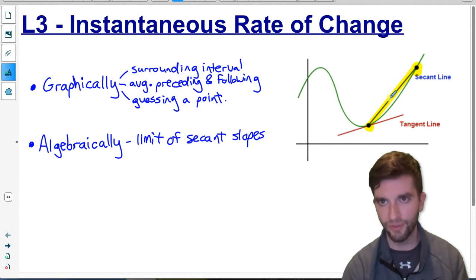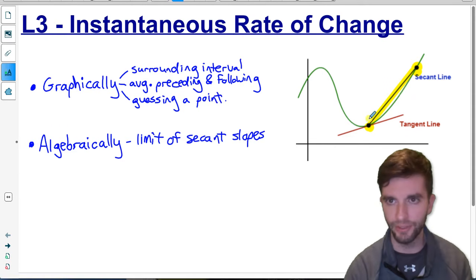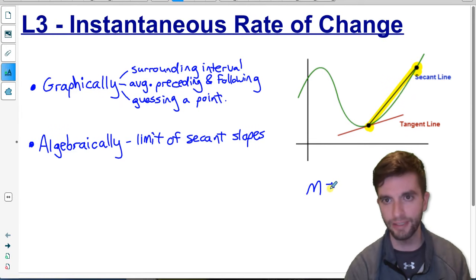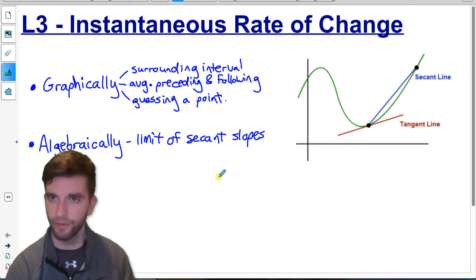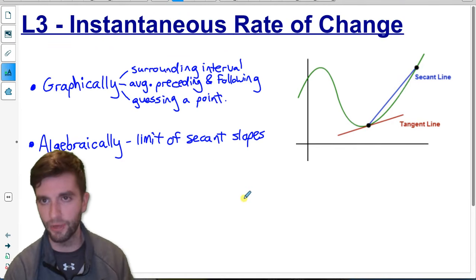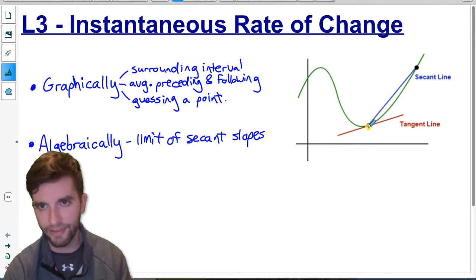And finding slopes of secant lines is no problem for us, right? If we have 2 points on a line, we can find its slope just by doing change in y over change in x. Okay, so we can find the average rate of change between 2 points, but how do we find the instantaneous rate of change at a single point?